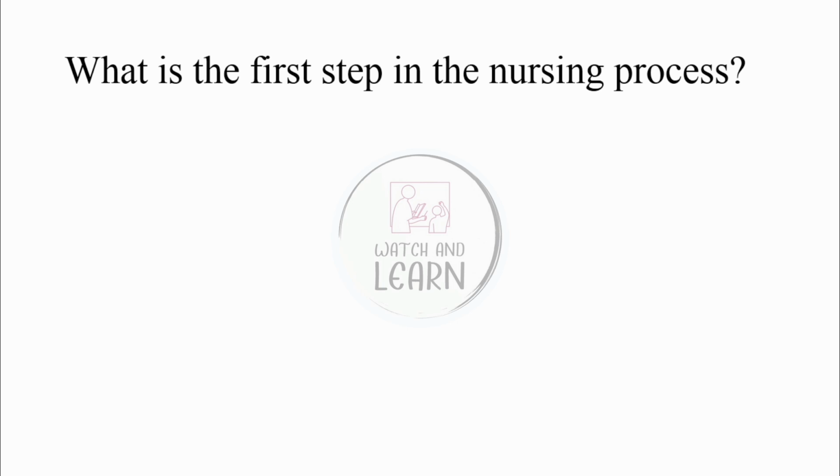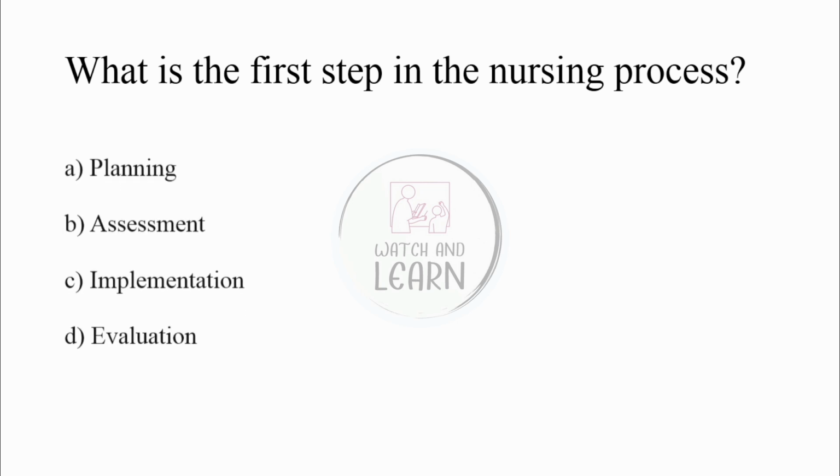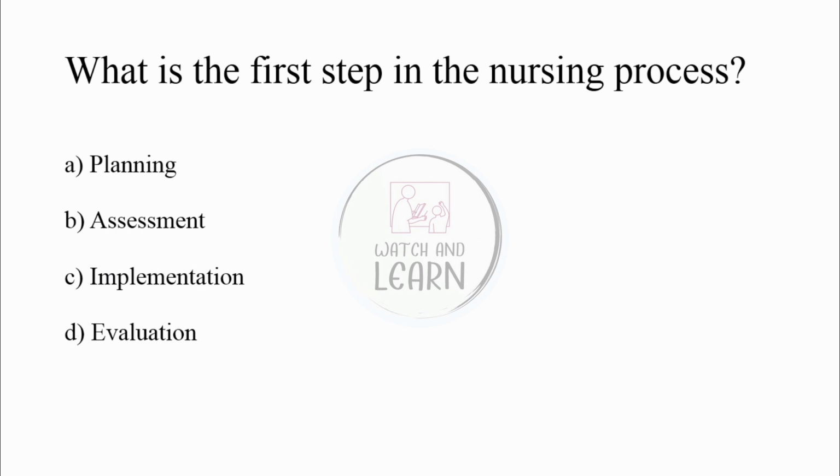What is the first step in the nursing process? Options are: option A, planning; option B, assessment; option C, implementation; option D, evaluation. The right answer is answer B, assessment.